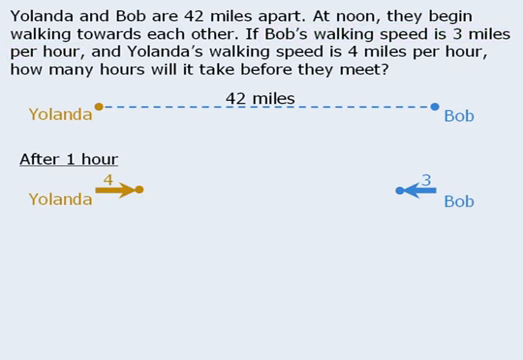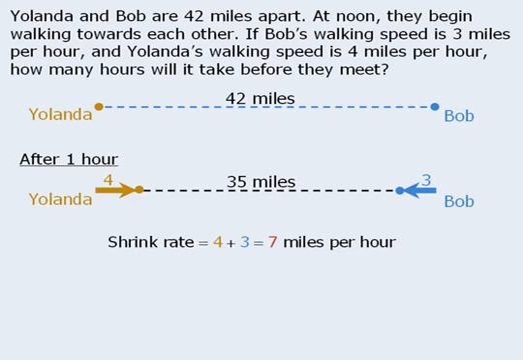So after 1 hour, we can see that Yolanda and Bob are now 35 miles apart. In other words, the distance between them has shrunk 7 miles during 1 hour. We say that the shrink rate is 7 miles per hour, and we get this rate by adding the walking speeds of Yolanda and Bob.